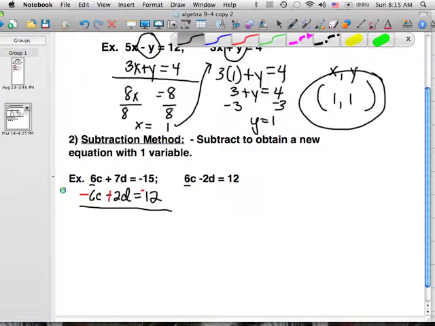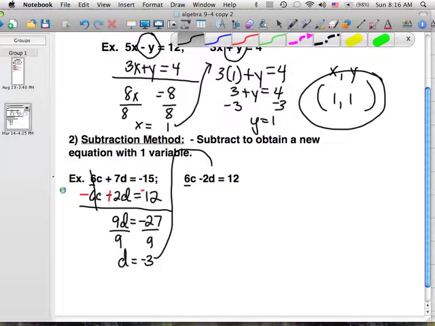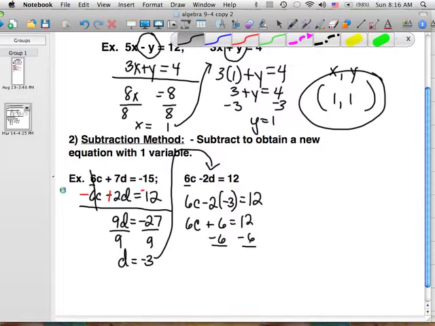So subtracting this equation from this, that goes out. We get 9d equals negative 27. Divide by 9, and we get d equals negative 3. And we're going to substitute that back into this equation to find out what c is. 6c minus 2 times d, which is negative 3, equals 12. Negative 2 times negative 3 is plus 6 equals 12. Subtract 6 from both sides. We get 6c equals 6, divide by 6, and c is 1.